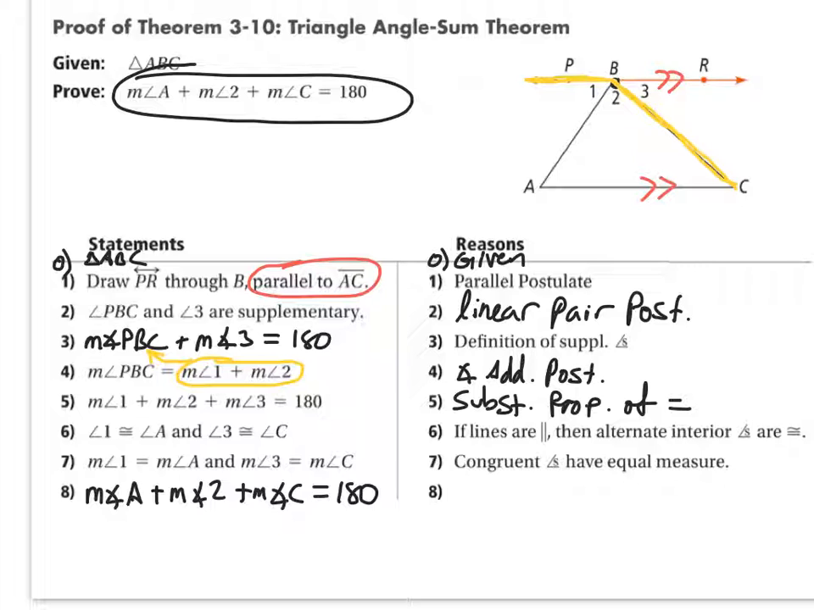Absolutely, it's the substitution property. They're taking the measure of angle A and plugging it in for the measure of angle 1 in statement 5. They're taking the measure of angle C and plugging it in for the measure of angle 3 in statement 5. So again, that's the substitution property of equality. Okay, so there's multiple ways of proving the triangle angle sum theorem, but that's one way of doing it. Okay, questions on that proof?